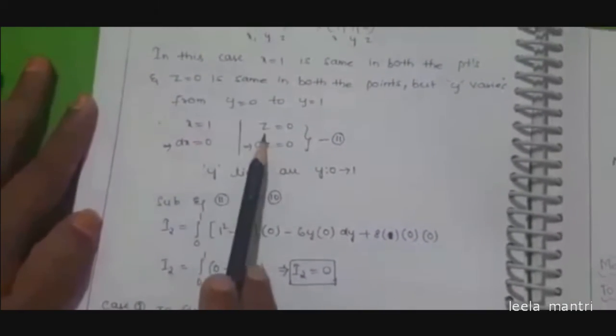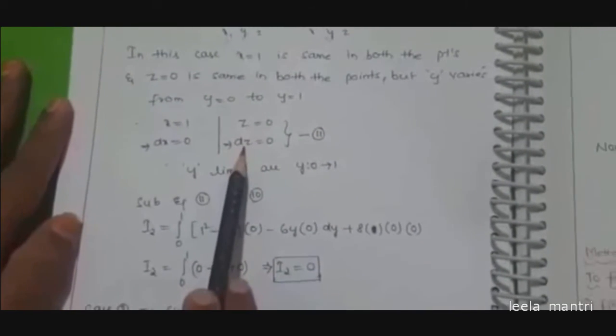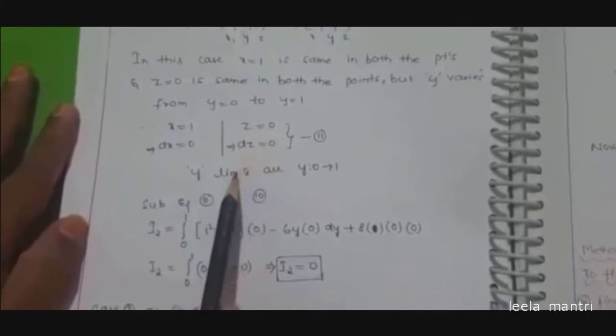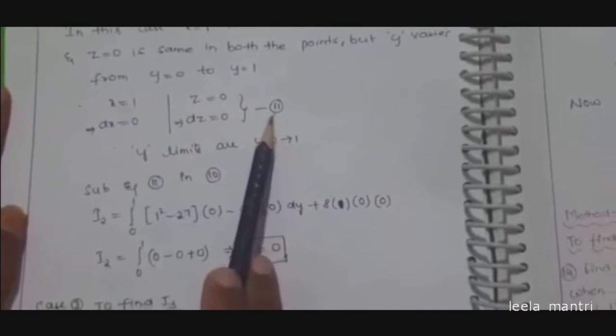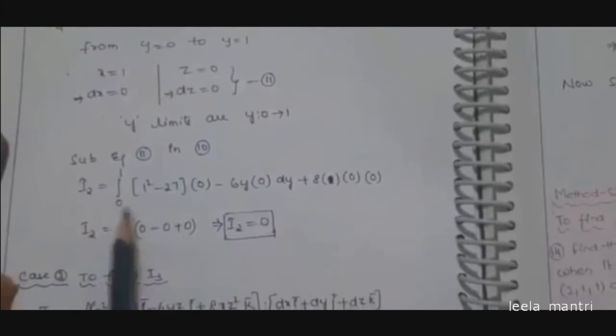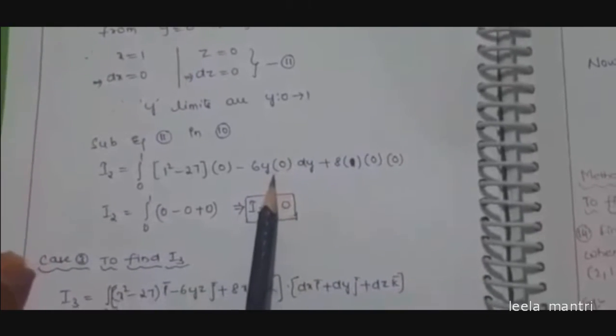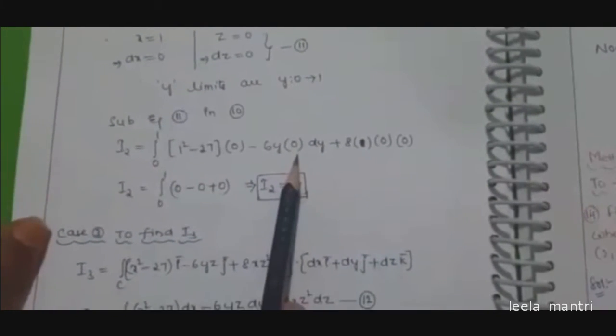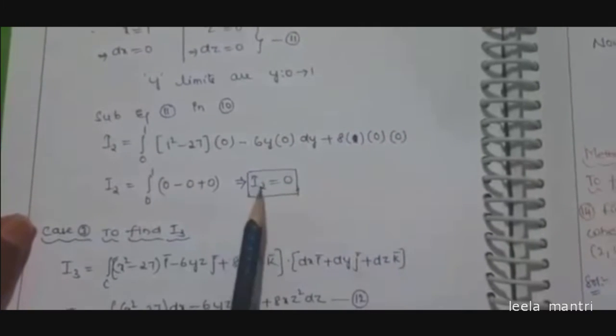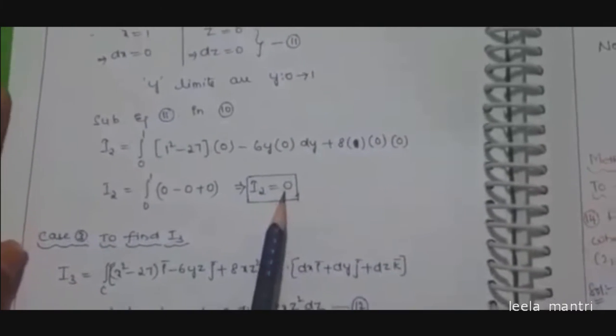For x is equal to 1, dx will be equal to 0 since 1 is constant here. For z is equal to 0, the derivative dz will be equal to 0. And we are having the y limits as 0 to 1. We will be substituting this in equation 10. On simplification, since we are having the values of dx and dz equal to 0, and we substitute x is equal to 1, z is equal to 0, we got I2 is equal to 0.